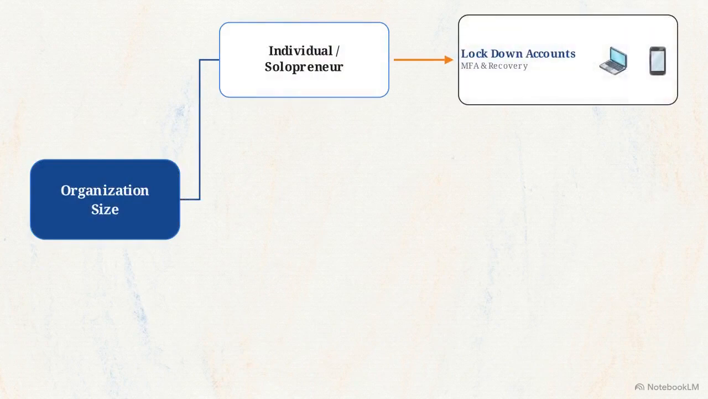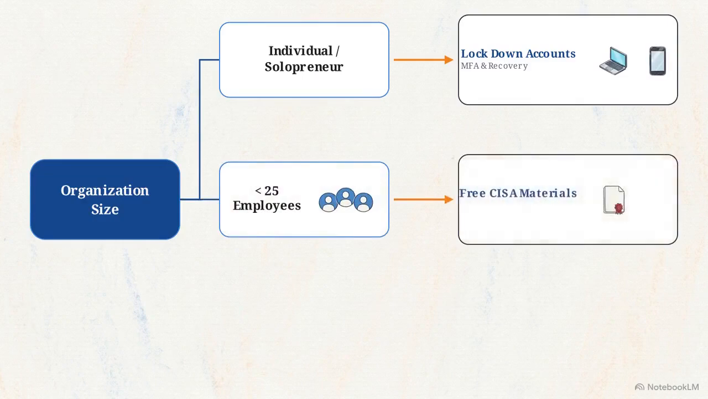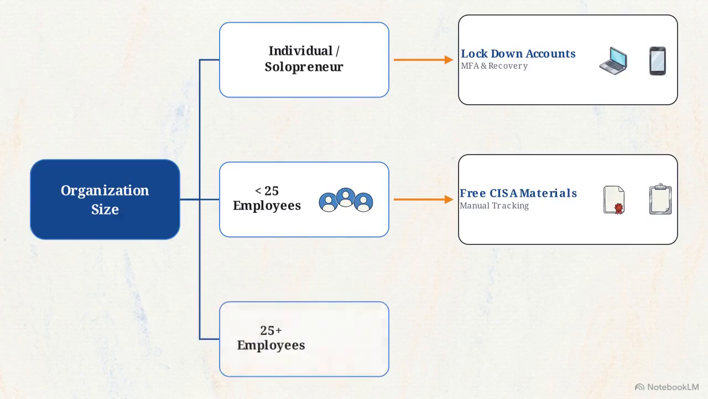Individuals and solopreneurs should focus exclusively on securing their accounts with recovery info and MFA. Complex training is not yet a priority at this scale. Startup leaders with fewer than 25 employees and no strict audit requirements should utilize free CISA materials and track them manually. At this size, the manager usually has the bandwidth to personally contextualize the training without needing an automated platform.